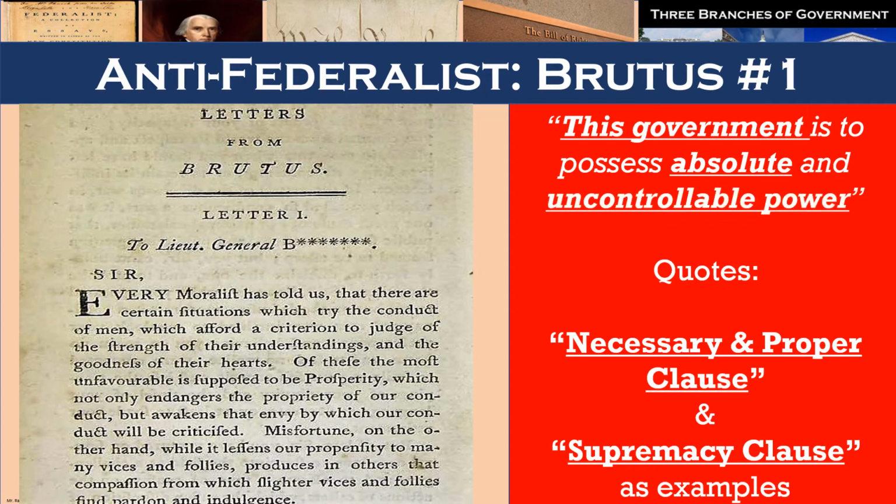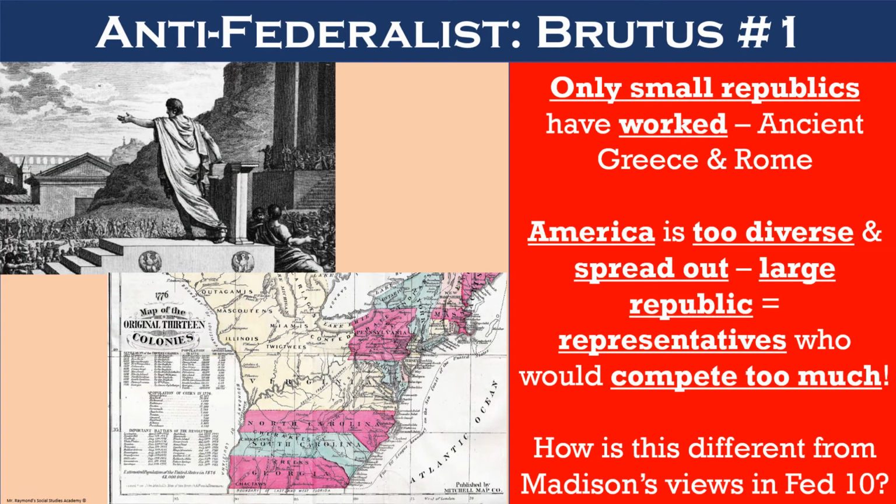And to demonstrate this, he points to the necessary and proper and supremacy clauses as a means for the federal government to take away the power of state governments. So if you have to write about Brutus, be sure to mention these 2 clauses. Brutus notes that only small republics have historically worked, such as ancient Greece and Rome, and that America was too large and diverse, and therefore the competition among representatives would establish a system where nothing gets done.